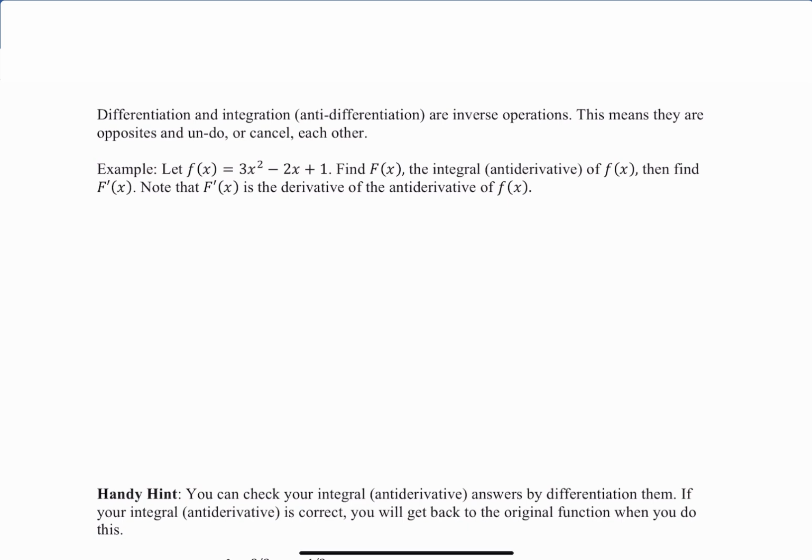Technically, we say that they are inverse operations, and this just means that they're opposites and they undo each other or cancel each other out. Let's take a look at that.